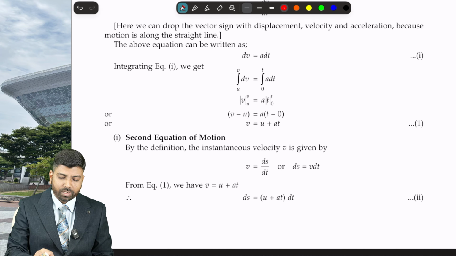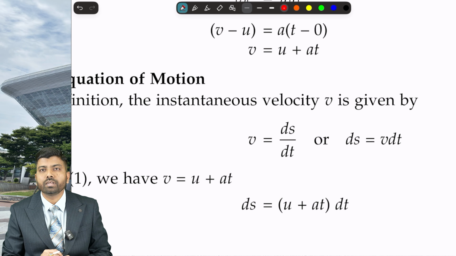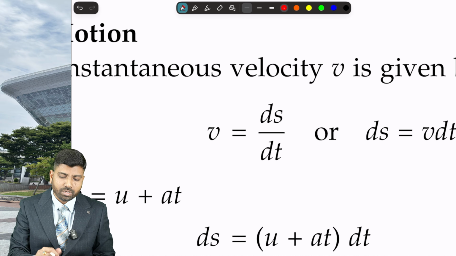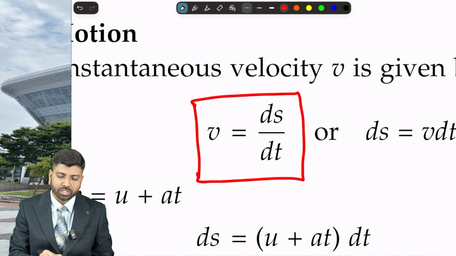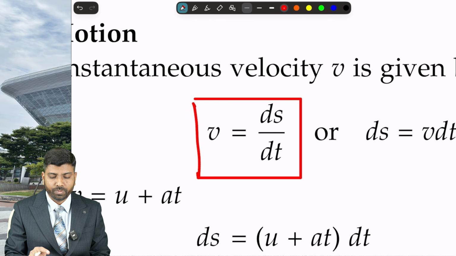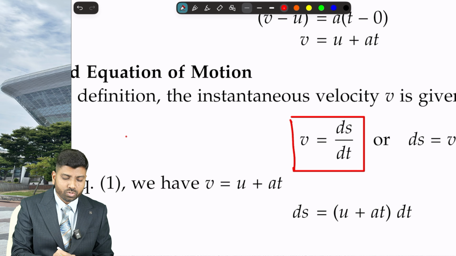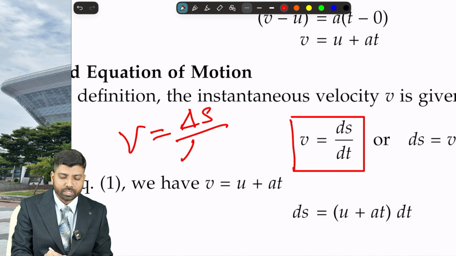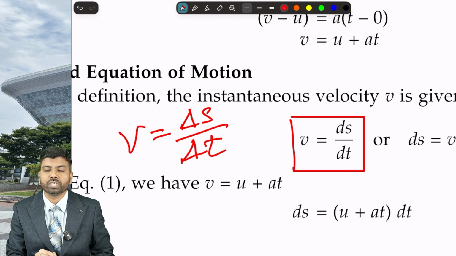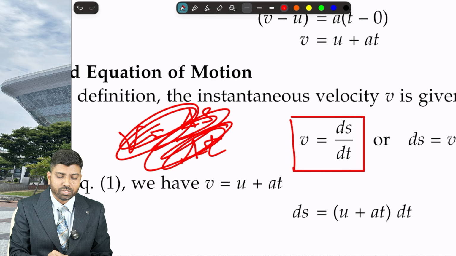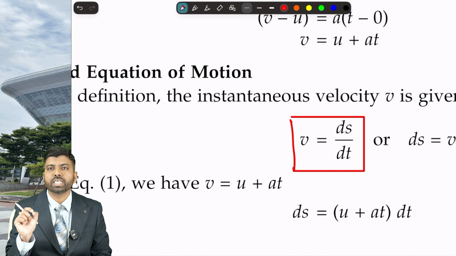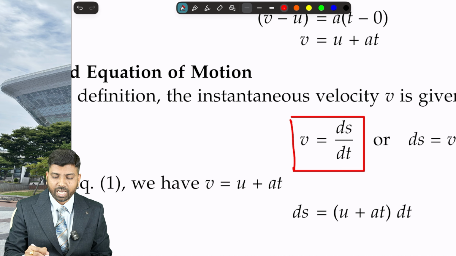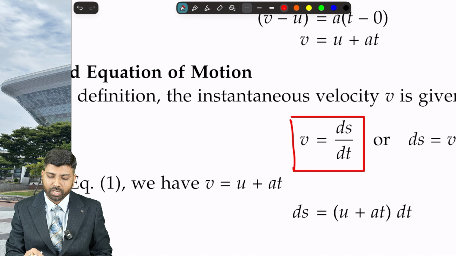If you want to find its instantaneous velocity, instantaneous velocity v is equal to ds upon dt. If you want average velocity, the average velocity is total displacement upon total time. And when you talk about instantaneous velocity, it is the displacement for a very short time, when the time approaches zero.